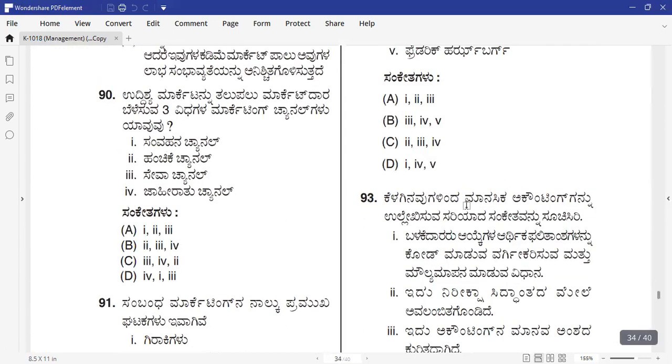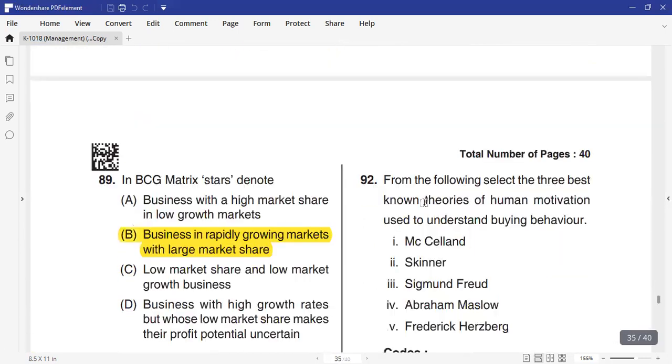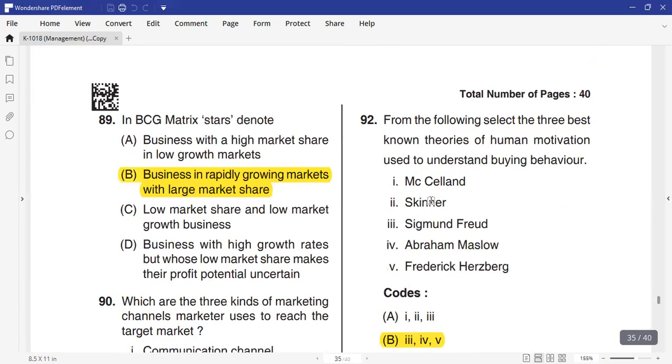Then we go to the 89th question. In BCG matrix, stars denote what? The business in a rapidly growing market with large market share. That means the business is rapidly growing and you have a big market for capturing, so you can get a maximum chunk of the share in the market. So that type of scenario is actually called the stars.